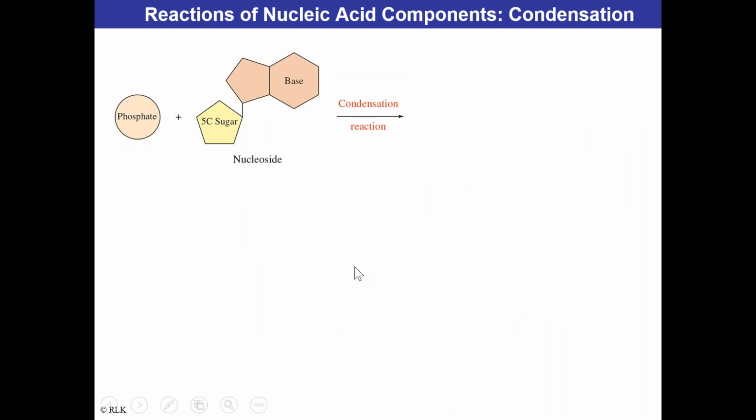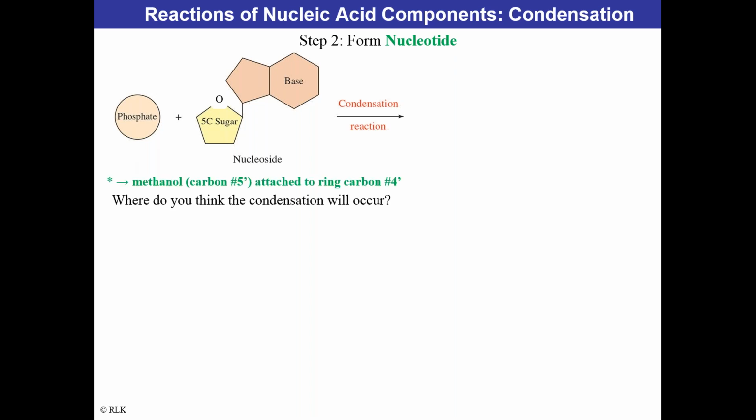With respect to the condensation, then, if we're looking at the phosphate and then the nucleoside, what does that look like? Well, again, this is going to form yet a new nucleic acid molecule. This is going to be considered then a nucleotide because of the presence of the phosphate. So the phosphate's going to link up with the sugar, okay?